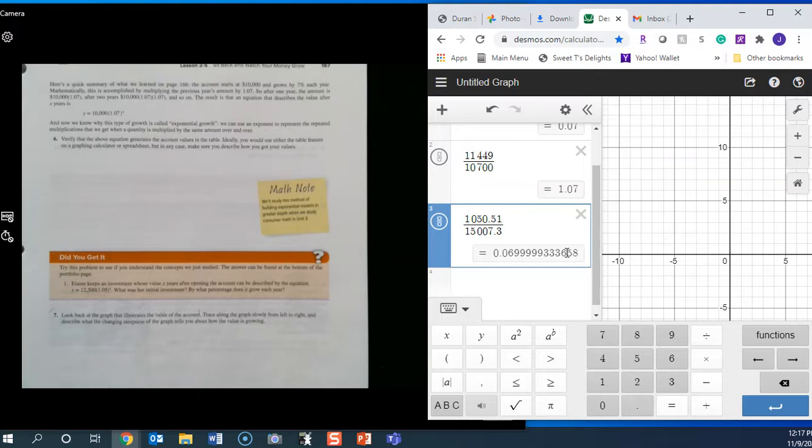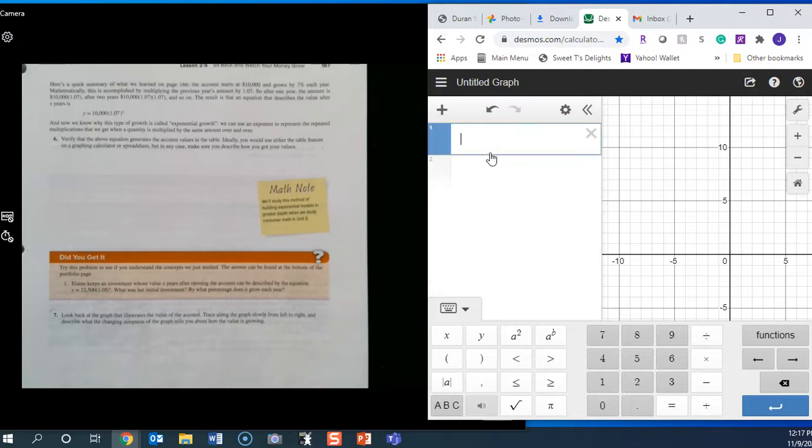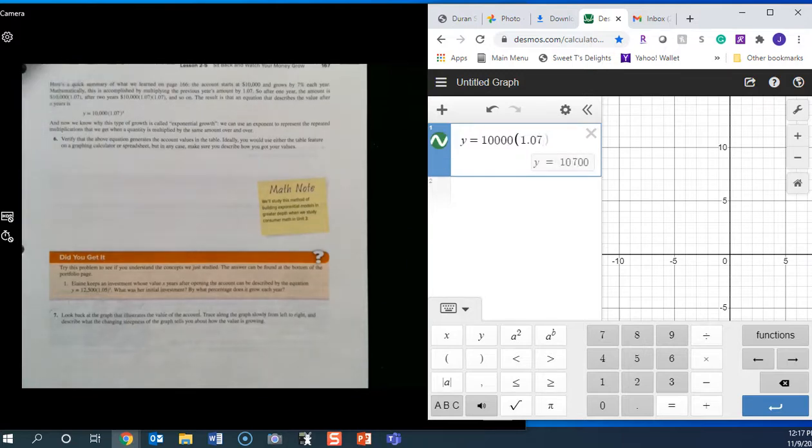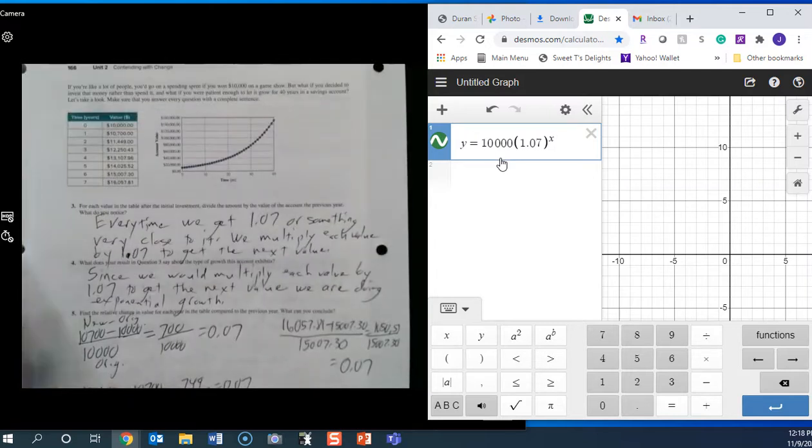So number 6, it says verify that the above equation generates the account values in the table. Ideally, you will use either the table feature on a graphing calculator or a spreadsheet. But in any case, make sure you describe how you got your values. Okay, so this is what we're going to do. We're going to type in this equation, which would be y equals 10,000, and then a parenthesis, 1.07, close the parenthesis, and then we're going to take this to the x power. So we will hit here, hit x. Okay, so we have our equation here. Now, they want us to prove that using this equation, we would get this table here.